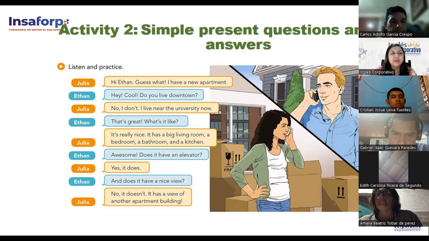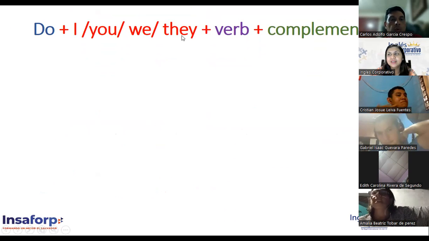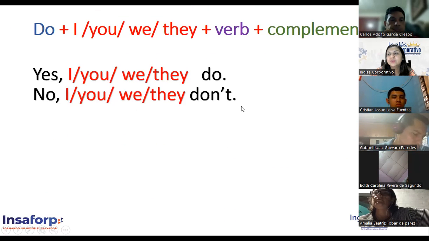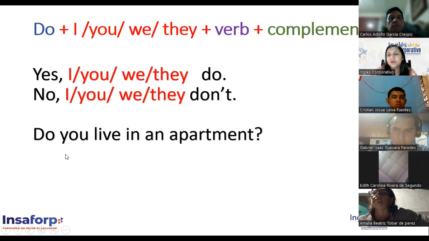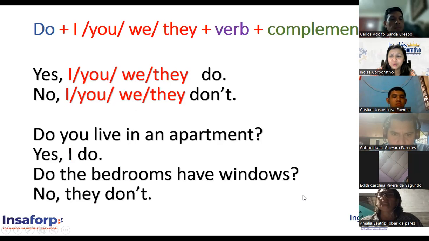Okay, so over here we have some yes/no questions, right? To make yes/no questions, we need the auxiliary do for the subject I, you, we, and they, the verb, and the complement. And the answer, yes, I do, yes, you do, yes, they do, or no, the subject, and don't. This is just a review, guys. For example, do you live in an apartment? Yes, I do. Do the bedrooms have windows? No, they don't. That's very sad.